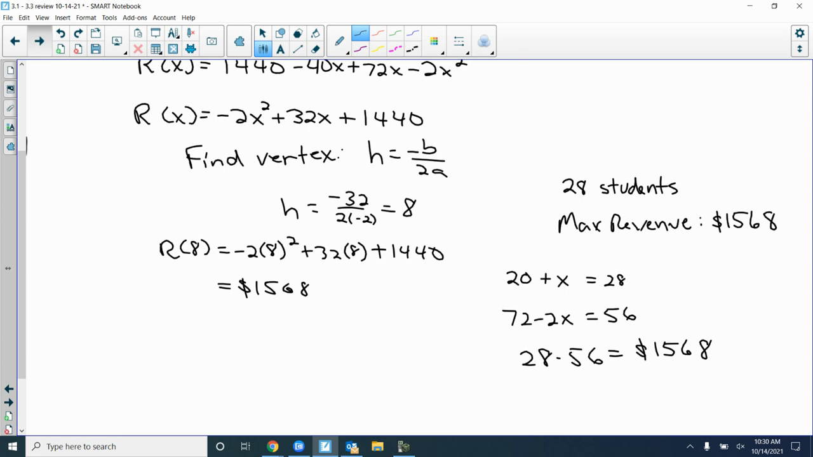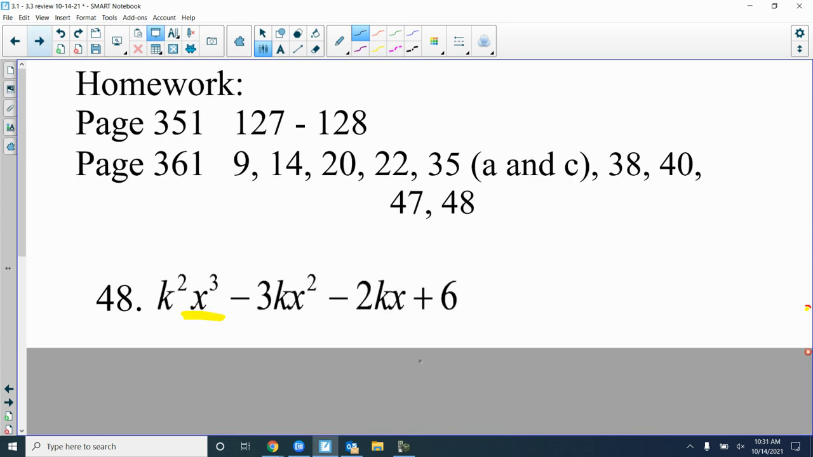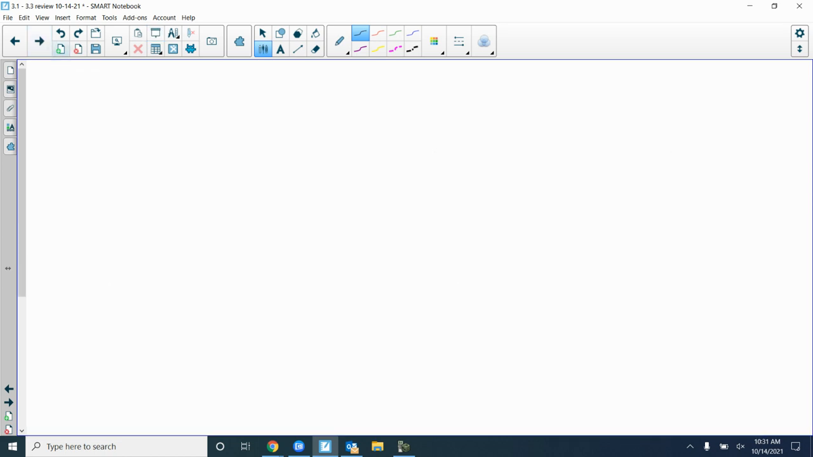Homework. 128. Let's take a look at that one. 126, you might want to turn to that. Make sure you know what those problems are saying. 351. And then I'll go over the answers to the evens here in a second. We'll do 128 and 127. I know 127 is in the back of the book. I want to make sure you do 128. What page is that? 351?